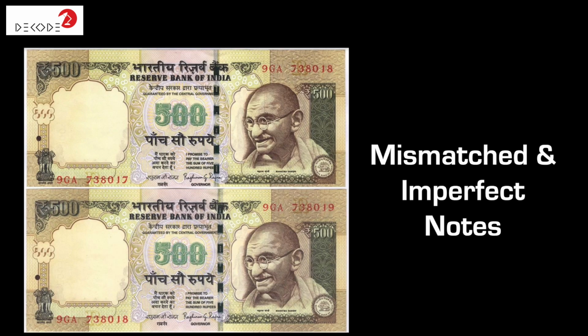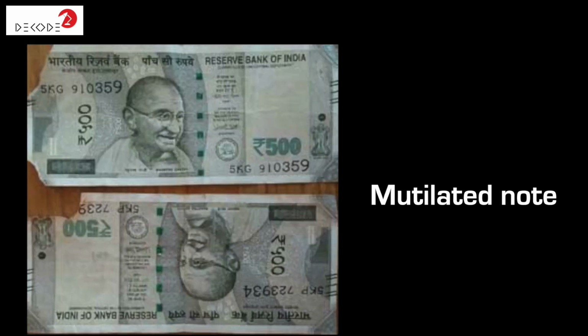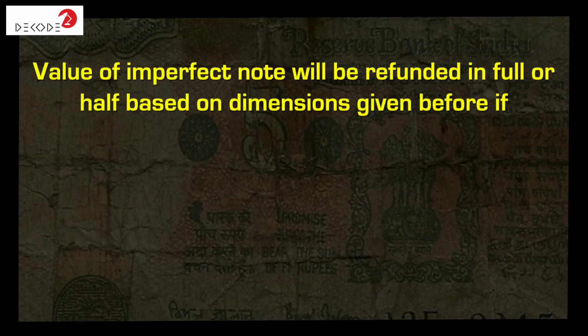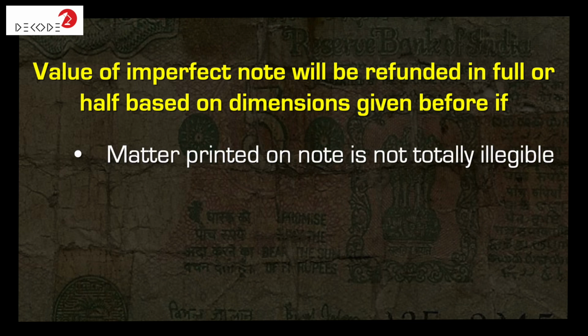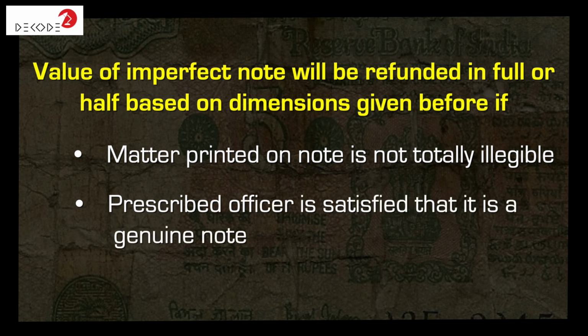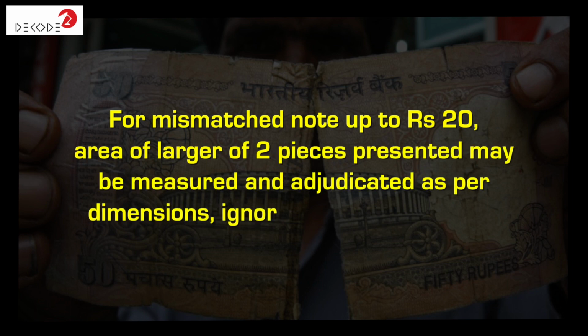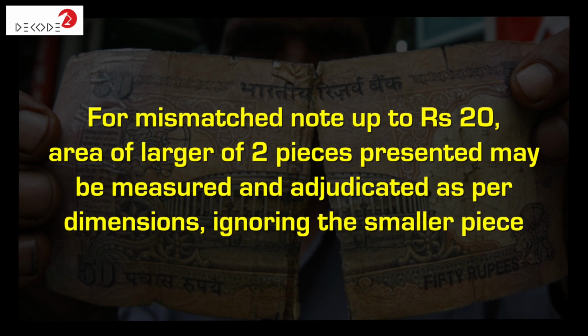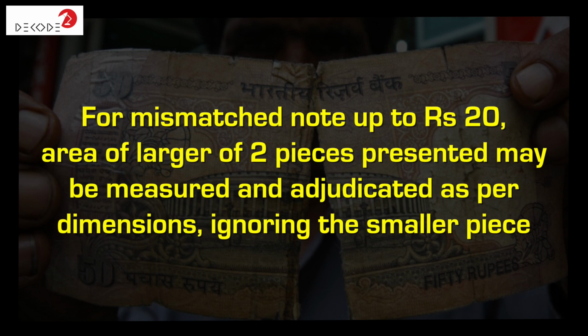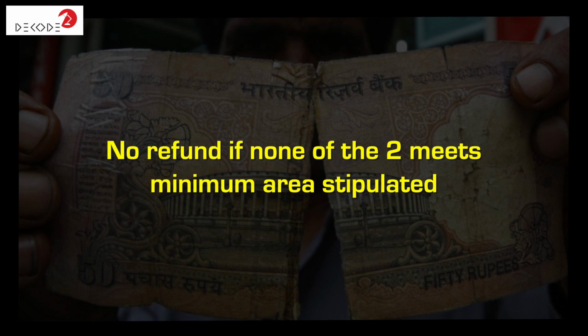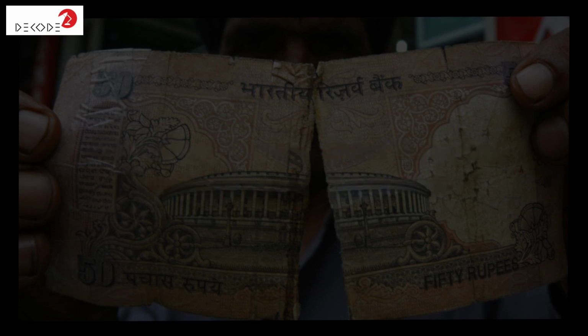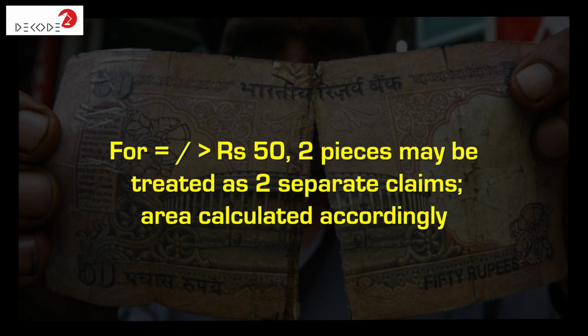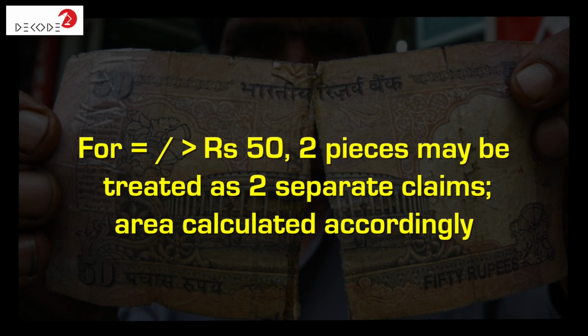The criteria for mismatched and imperfect notes is a little different than that of mutilated notes. The value of an imperfect note will be refunded in full or half based on the dimensions given before if the matter printed on the note is not totally illegible and if the prescribed officer is satisfied that it is a genuine note. For a mismatched note up to a denomination of 20 rupees, the area of the larger of two pieces presented may be measured and adjudicated as per dimensions, ignoring the smaller piece. No refund will be issued if neither of the two pieces meets the minimum area stipulated. For denominations of or above 50 rupees, the two pieces may be treated as two separate claims and the area calculated accordingly.